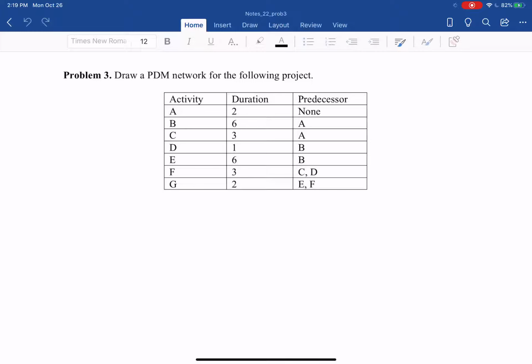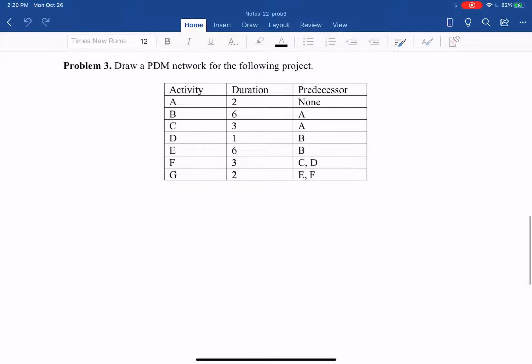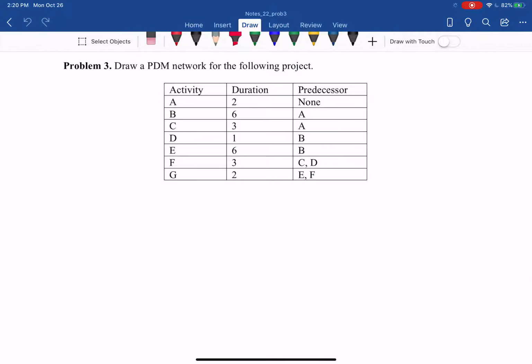So let's do that. Unlike the activity on arrow, which is an iterative process when you draw the diagram, as you can see in this problem, and I suggest you practice in the next problem, problem 4, drawing the diagram for the PDM network is much easier. One box for one activity. So let's go for this. Activity A has no predecessor, so you can draw one box. Activity B follows A, C follows A, so you draw another two boxes for B and C.